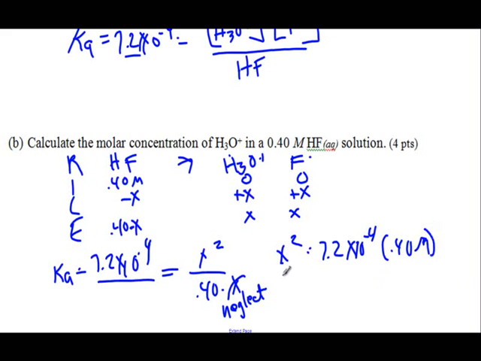So take the square root of both sides and I get x is equal to 0.017. Now I got 2 sig figs, so I'm going to leave it at 2 sig figs molar, and that's the concentration, just to remind myself, of H3O+.